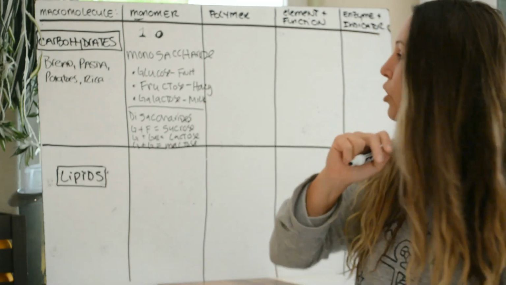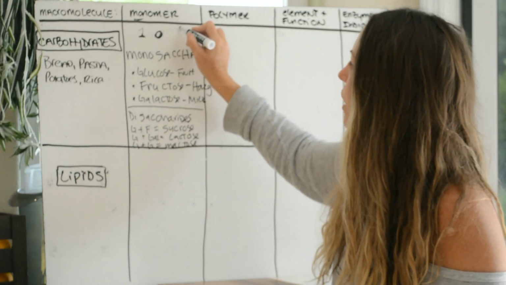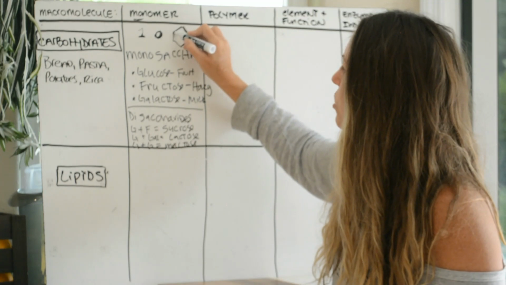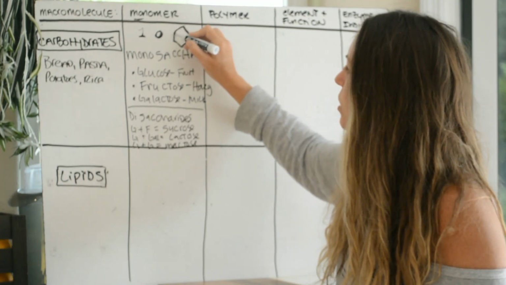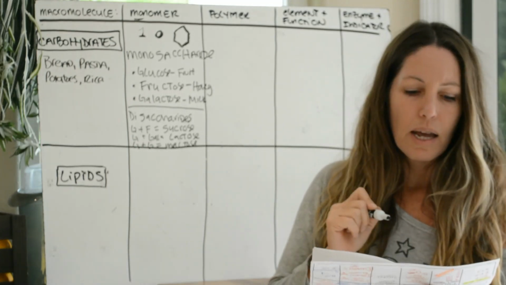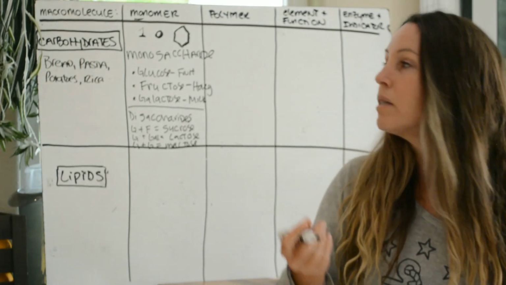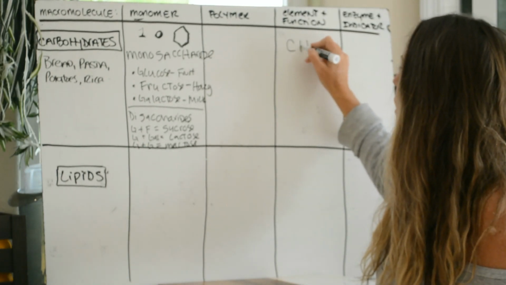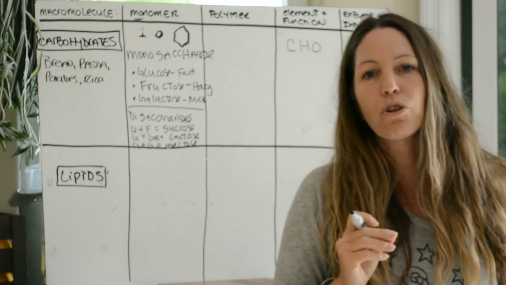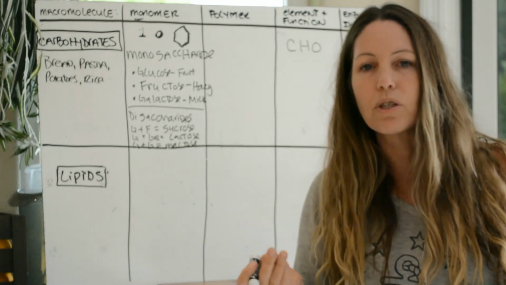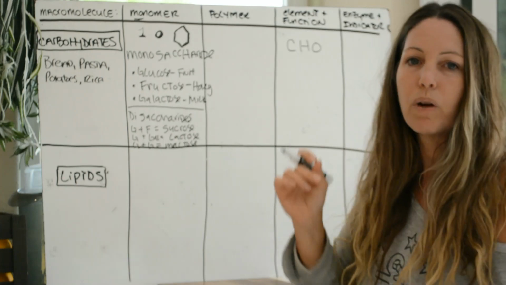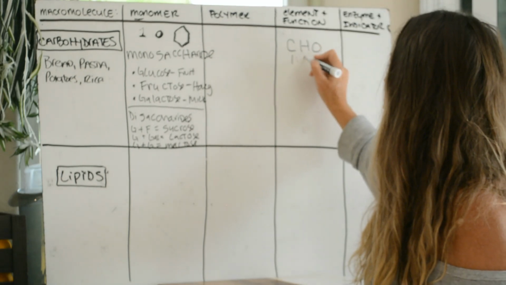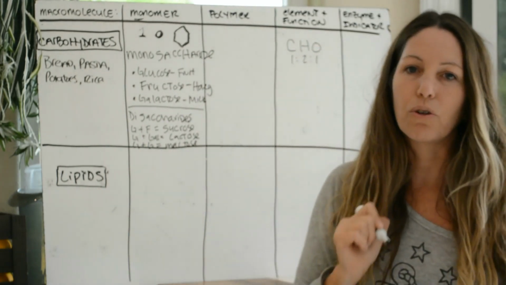Now, the cool thing about sugars is that they have a kind of ringed shape to them. It looks kind of like this, almost like a hexagon. Why is that? Well, their elements. So let's go over one more here. Their elements are CHO, so C, H, and O. So every single sugar, whether it's fructose or glucose or galactose, is made of a 1 to 2 to 1 ratio of carbon, hydrogen, and oxygen. So for carbohydrates, I want you guys to write down CHO 1 to 2 to 1.